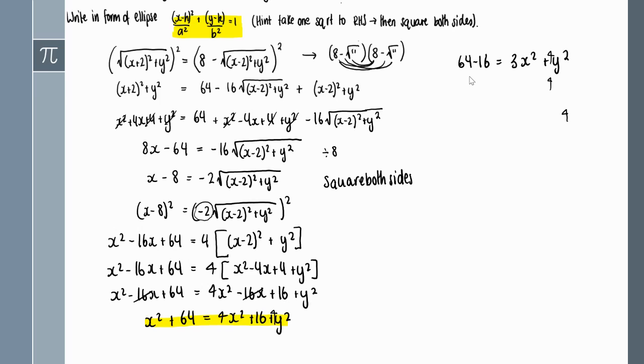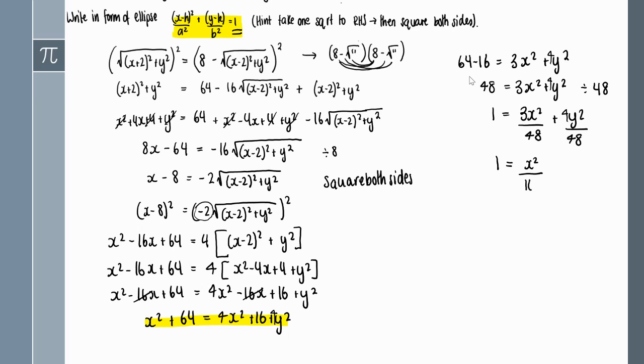So I'll end up with 3x squared plus 4y squared. And on the other side by itself, I'm going to put the 64 minus 16. So I'll get 48 equals 3x squared plus 4y squared. Now notice I have a 1 on one side by itself of my equation of the ellipse. I want a 1 here, so I'm going to divide both sides by 48. 48 divided by 48 is a 1, and then divide the right-hand side by 48 and simplify where you can.